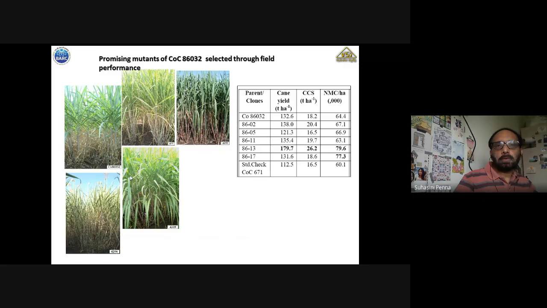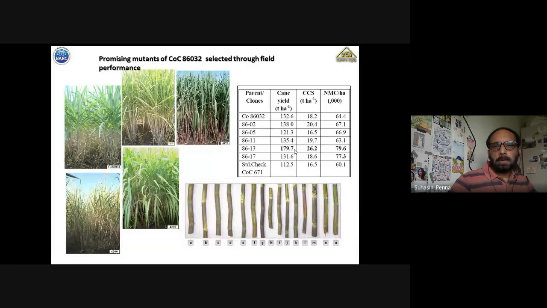Here you can see 86032, the different mutants which are being grown, which are under evaluation. And this is a kind of brief idea about how particular mutants are performing better as compared to the standard check as well as the parent. For example, some of our mutants were looking far more promising as compared to the parent. Here you can see how the internode length has gone up considerably as compared to the parent.